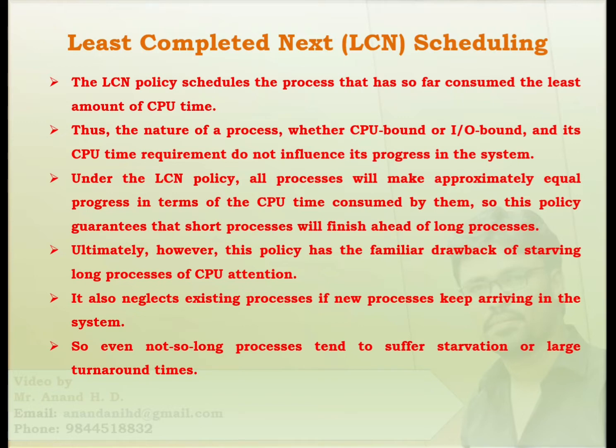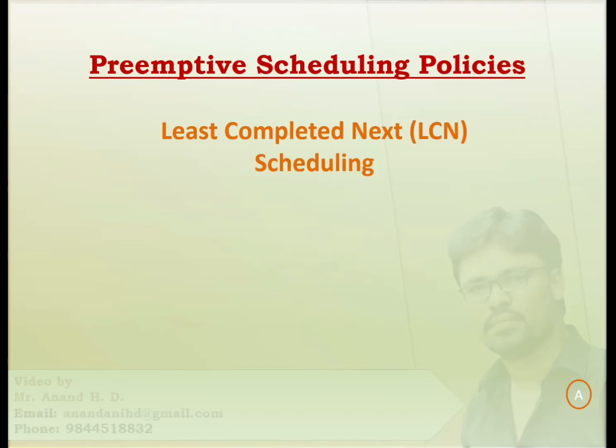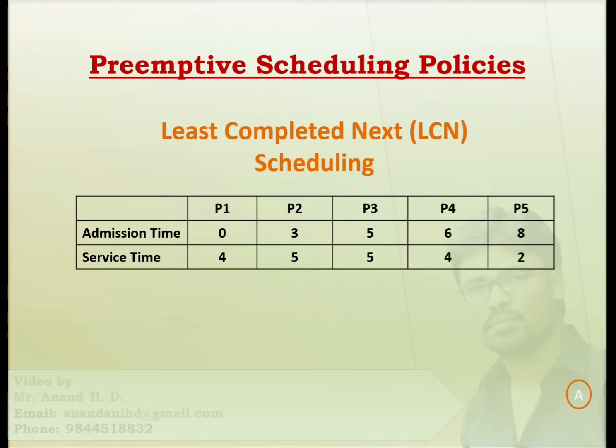Let us understand least completed next scheduling policy in deep by considering an example. As it can be seen, there are 5 processes or requests, namely P1, P2, P3, P4 and P5, and their admission times are at 0, 3, 5, 6 and 8 time units respectively. That is, process P1 will be loaded into memory at 0 time units and process P2 at 3 time units. Similarly, process P3 will be loaded into memory at 5 time units, P4 at 6 time units and P5 at 8 time units.